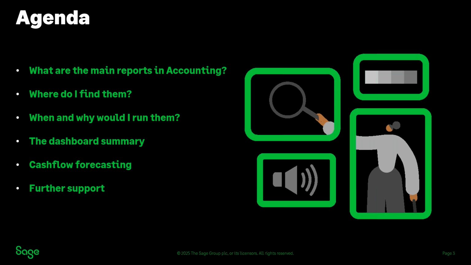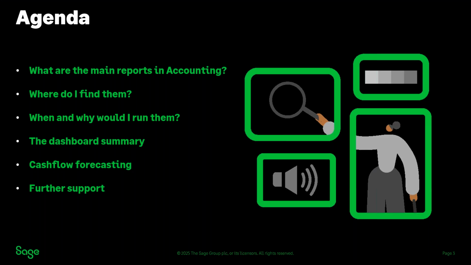So let's have a look at today's agenda. Today I'm going to cover what are the main reports in Sage Accounting, where will I find them, when and why would I run them. We're going to look at the dashboard summary. In particular, we're going to look at accessing the cash flow forecast report from the dashboard summary screen. And we'll have a look at any further support you might need moving forward through the Help Center.